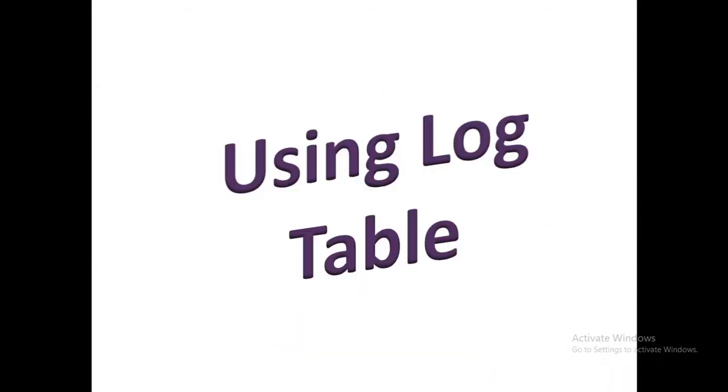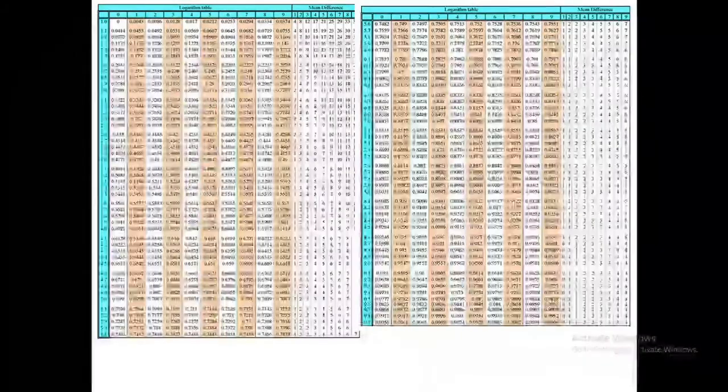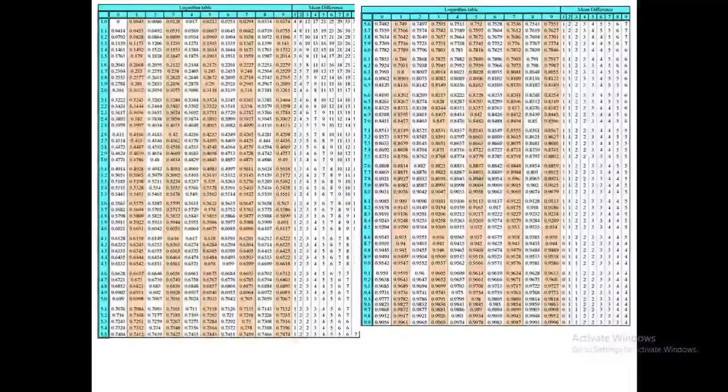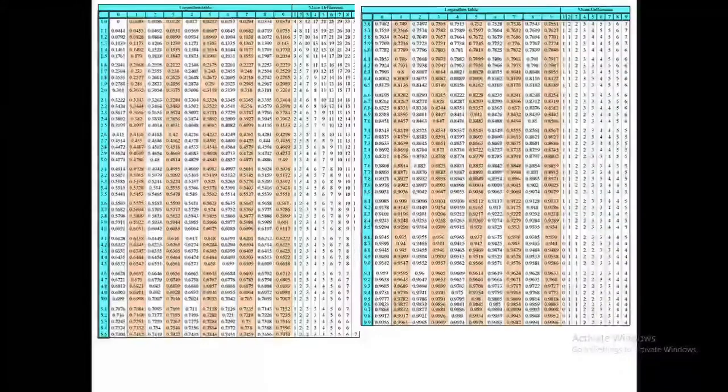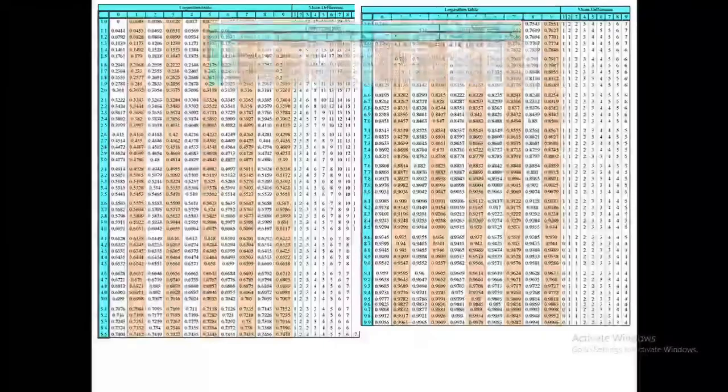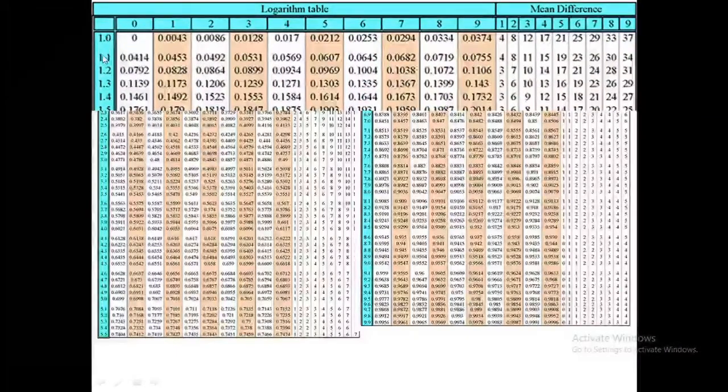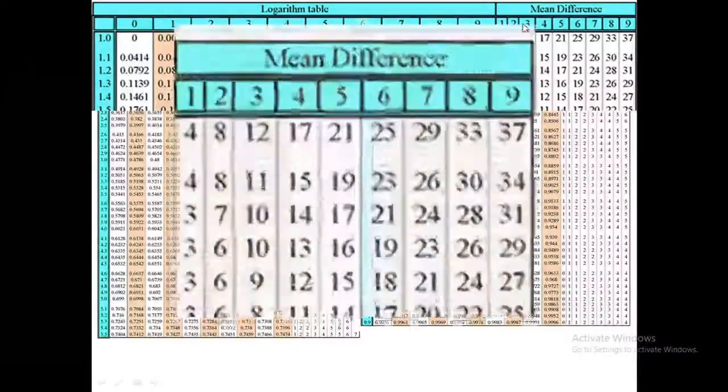I hope all of you have seen log and antilog tables at the end of many books. Today we will see how to use these tables. First we will see the log tables. In this log table, you can see there are different rows and columns. In rows it starts from 1, 1.1, 1.2 to 9.9, whereas in the logarithmic table columns it starts from 0 to 9, and at the end there is one special table which is known as the mean difference table.